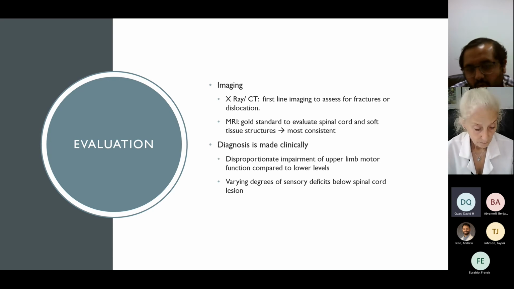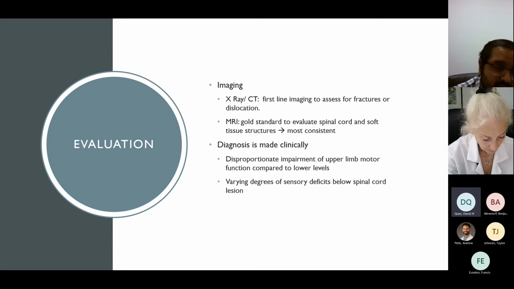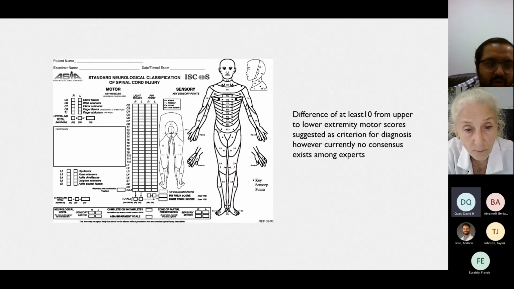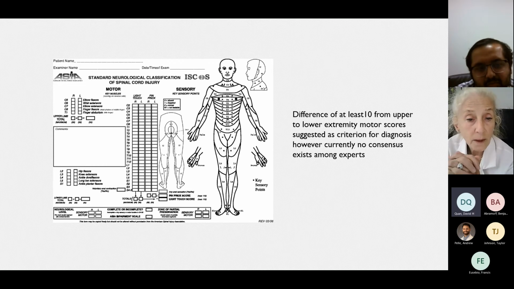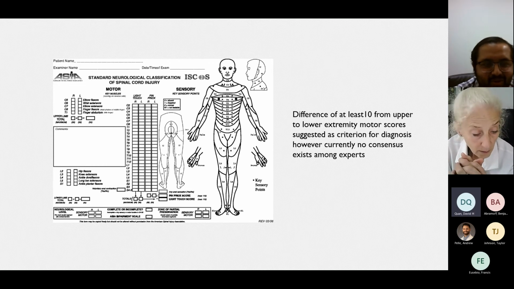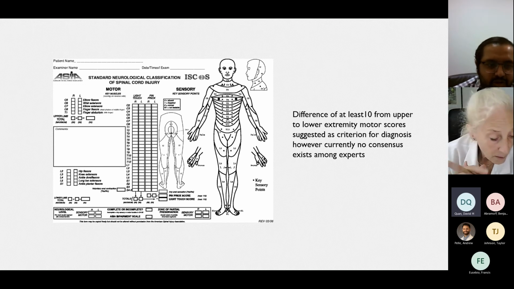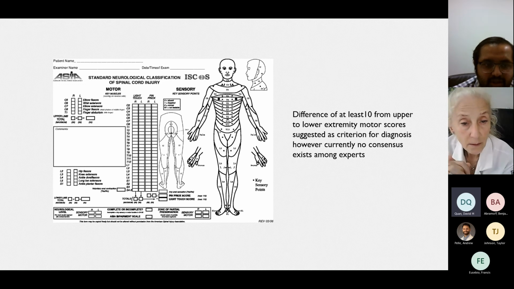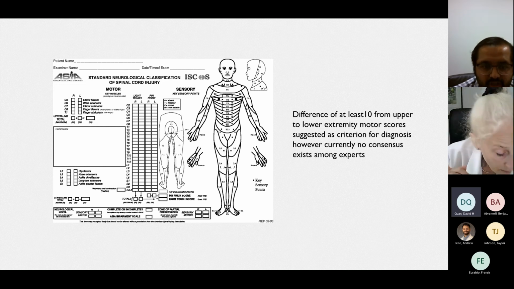There's a disproportionate impairment of the upper limb to lower limb, and there are also varying degrees of sensory deficits. Given that there are, of course, other musculoskeletal conditions that can be mixed up with this, it's very important to consider this diagnosis at the very end after a thorough workup. This right here is a card that you get very used to during the spinal cord service. This assesses for sensory deficits, both pinprick and light touch, as well as motor function, both in the upper and lower extremities.